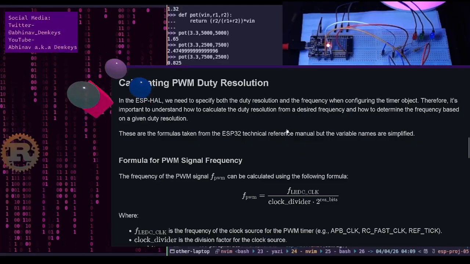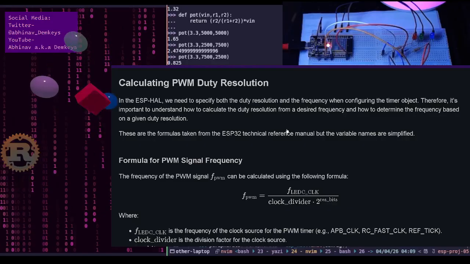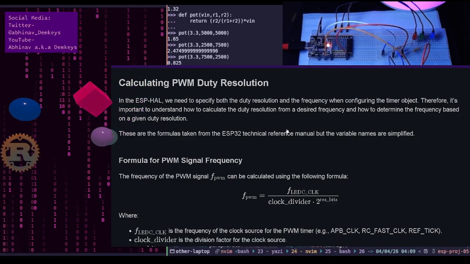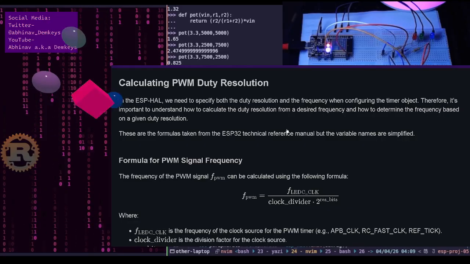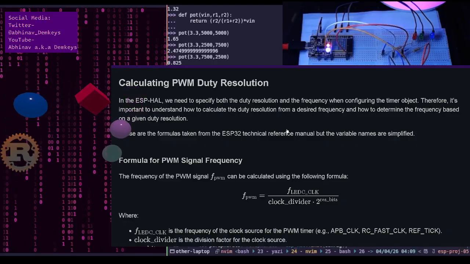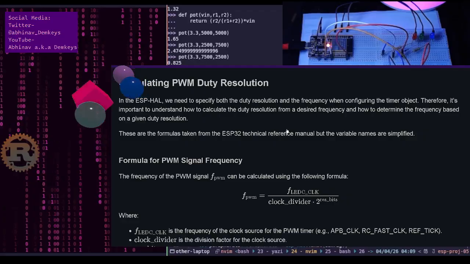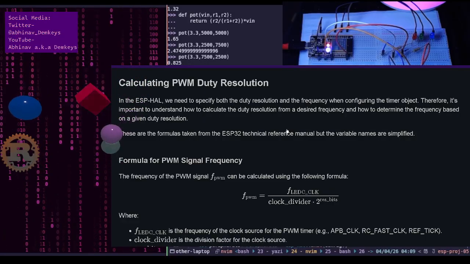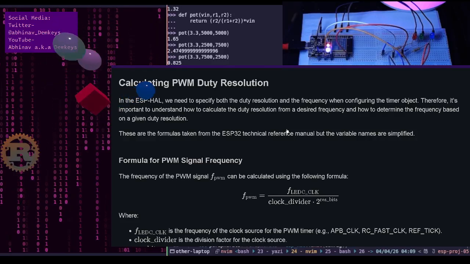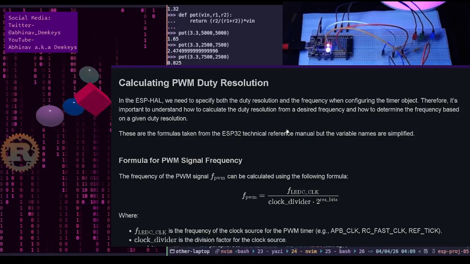Calculating PWM duty resolution. In the ESP-HAL, we need to specify both the duty resolution. That's what it's called, duty resolution. I was wondering what we prefix to resolution. I was just calling it PWM resolution, which is more or less the same thing, I guess. And the frequency when configuring the timer object. Therefore, it's important to understand how to calculate the duty resolution from a desired frequency, and how to determine the frequency based on a given duty resolution.